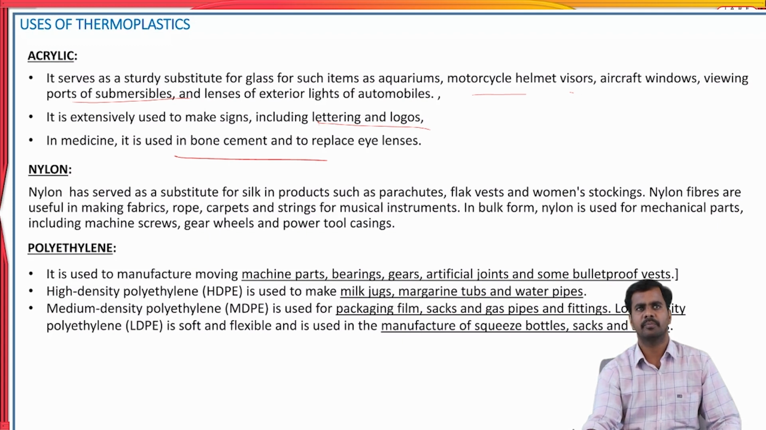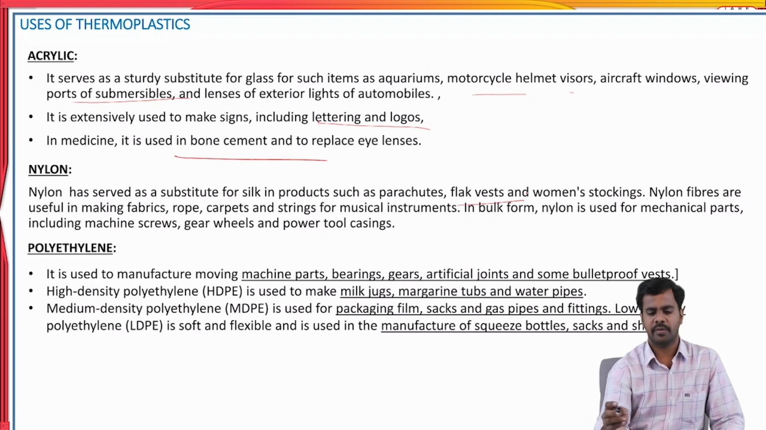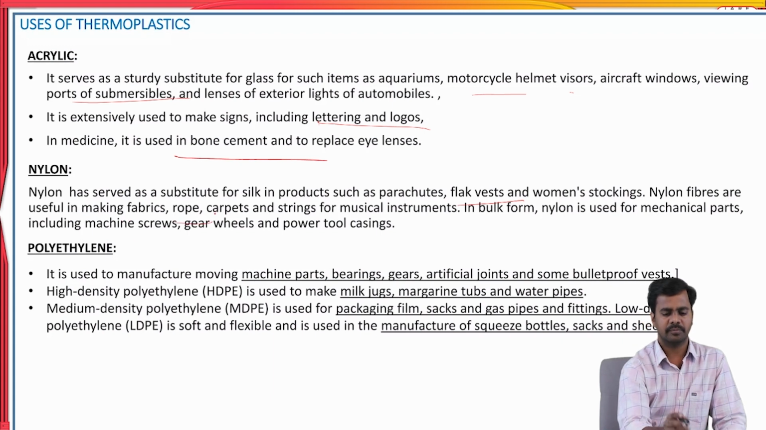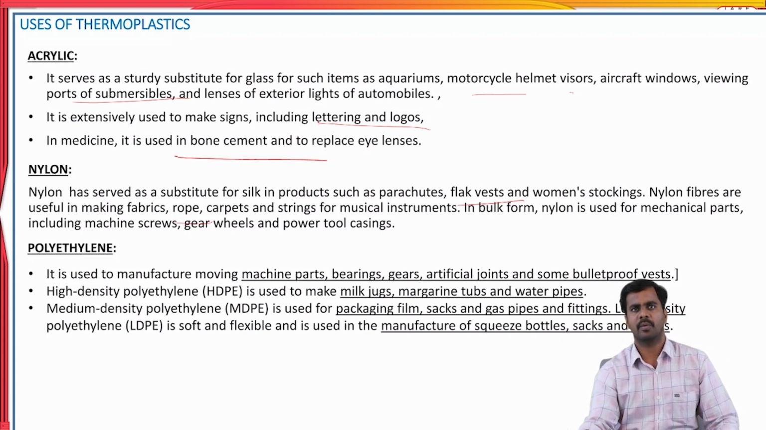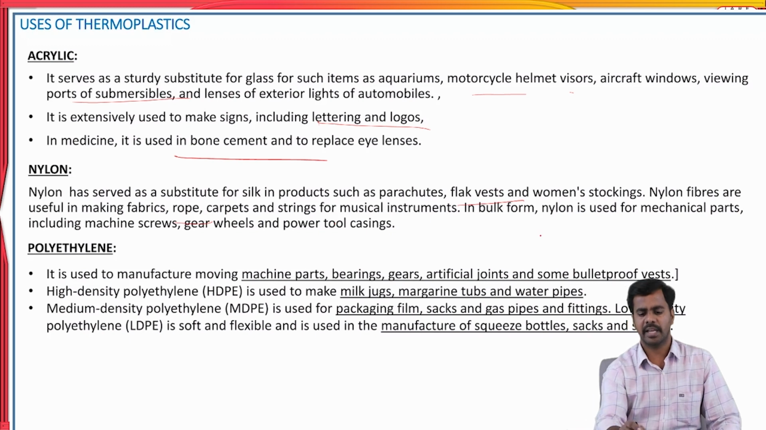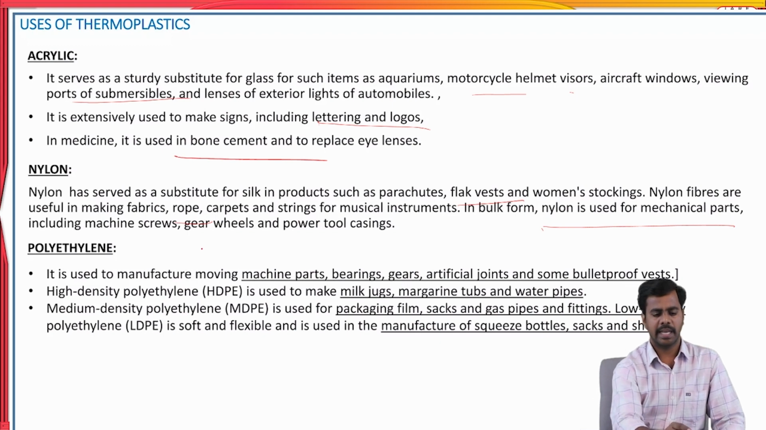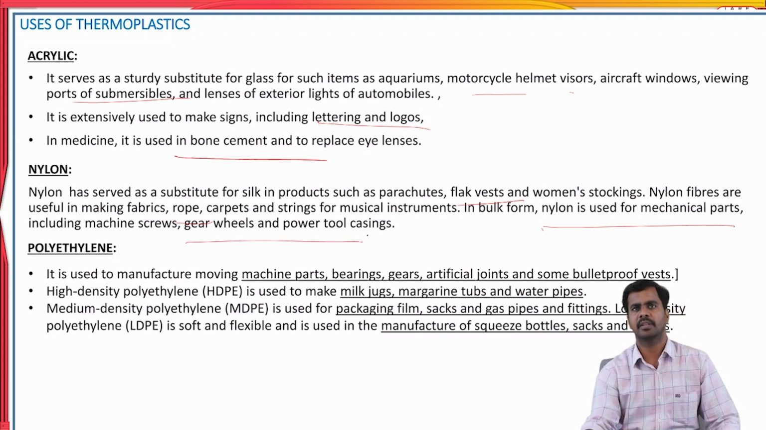And the next thermoplastic is nylon. Nylon has served as a substitute for silk in products such as parachutes, brake weights, and women's stockings. Nylon fibers are useful in making fabrics, rope and carpets, and strings for musical instruments. In molded form, nylon is used for mechanical parts including machine screws, gear wheels, and power tool castings.